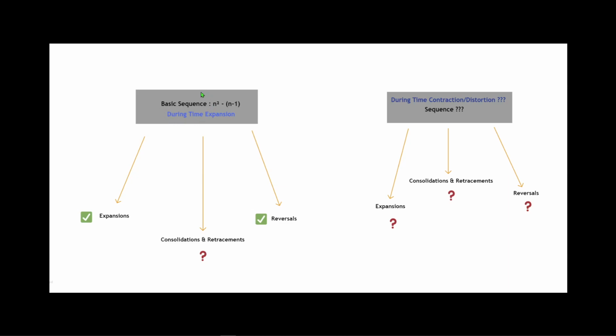As I said, this basic sequence is n squared minus n, and into parentheses, minus 1 again. So please understand this basic sequence and don't ask me the same questions over and over again about it. This is the basic sequence. Put the numbers in it and get the results, and you will understand how this sequence resumes in time. And we're going to use this during time expansions.